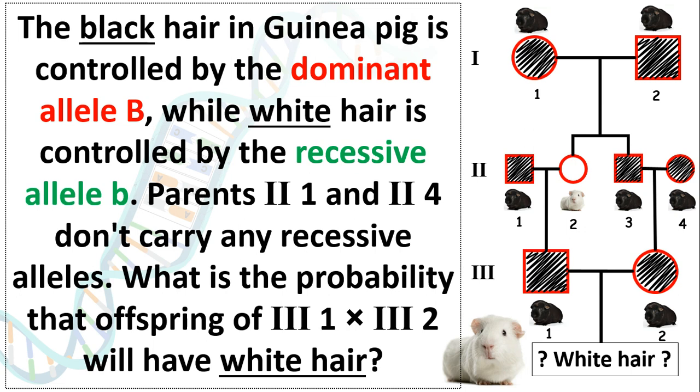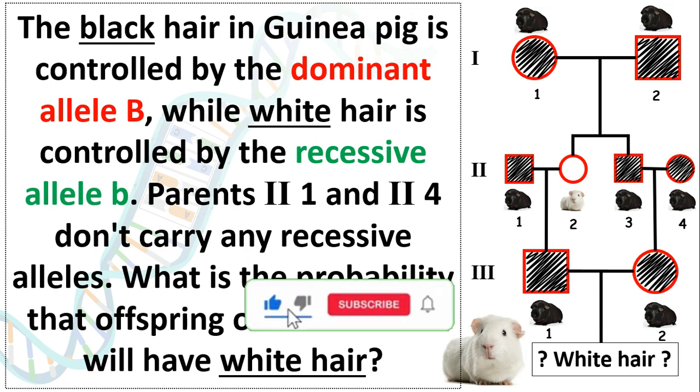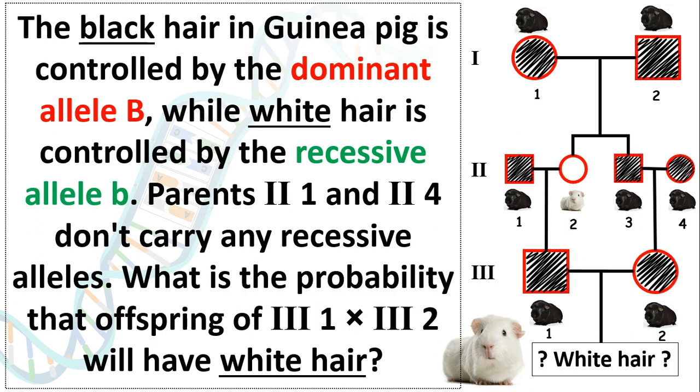I hope you are doing well, and in this video we're gonna solve a genetics problem, and this is the question. The black hair in guinea pig is controlled by the dominant allele, while white hair is controlled by the recessive allele. So the dominant homozygous and the heterozygous genotypes show the black hair, and the recessive homozygous shows the white hair.